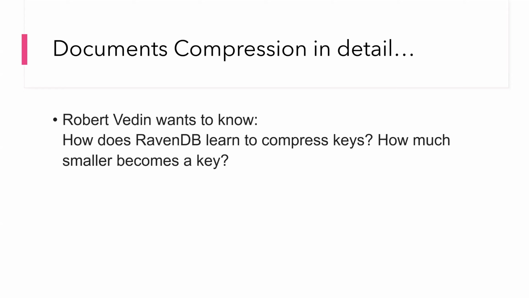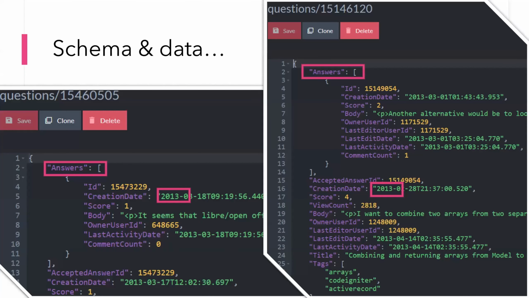Okay, document compression. We actually got a question about how RavenDB learns to compress keys and how much smaller the key becomes. Let's see what RavenDB is doing. Look at this data, and let's talk about what we actually have here. What you see is that we have a schemaless document, actually two documents, and there is a lot of shared information between them. Now, this shared information can be the schema. I have answers here, answers here. All of those are shared across everything.